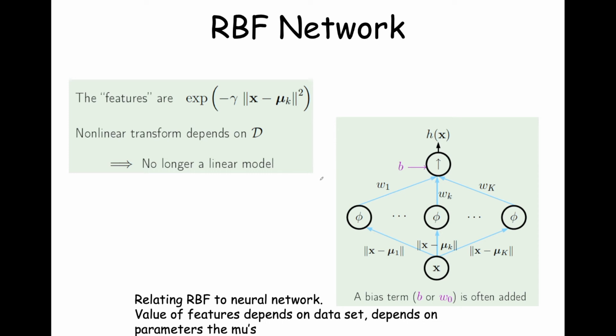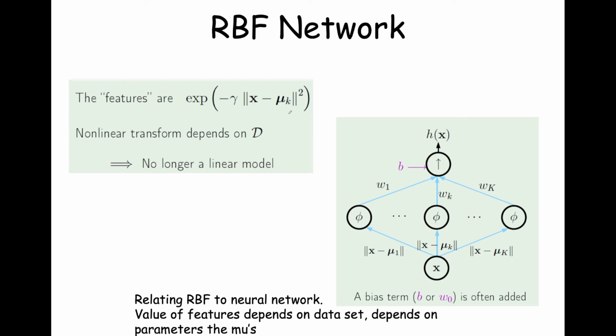So let's relate radial basis function to neural networks. Thinking of the radial basis function as a network, let's assume that all of our centers are fixed. They're values, they're constants. So for our input, we have x minus mu, relative to each radial basis center, our mu's, our cluster centers. This looks like a feature. It's a nonlinear transformation, and this nonlinear transformation depends on the data set.